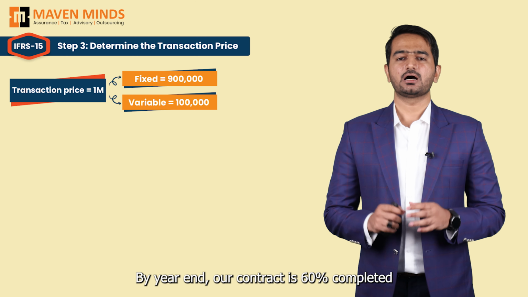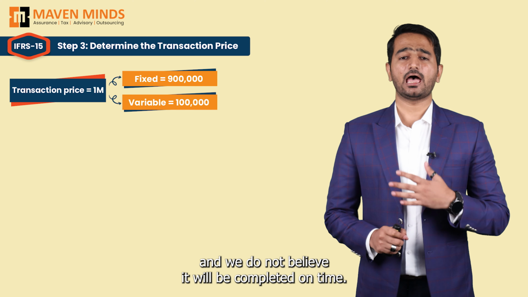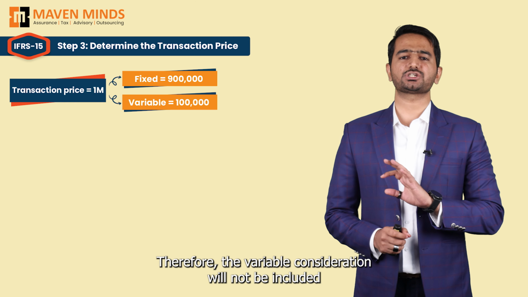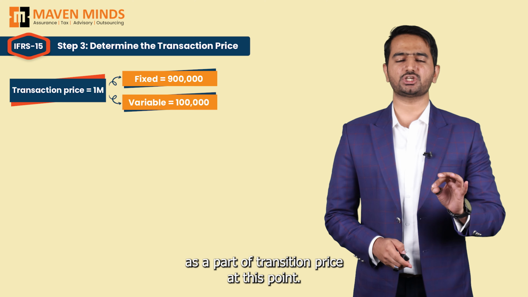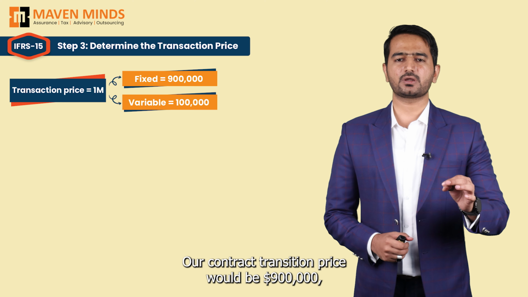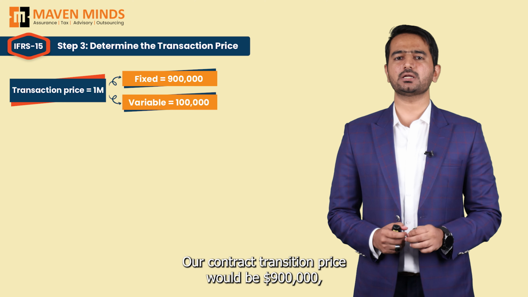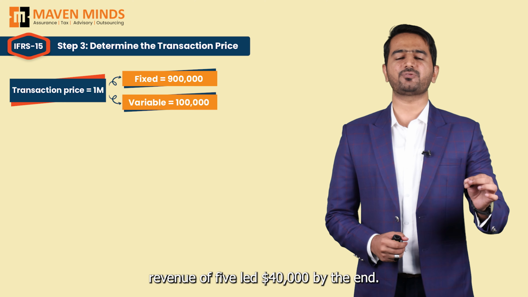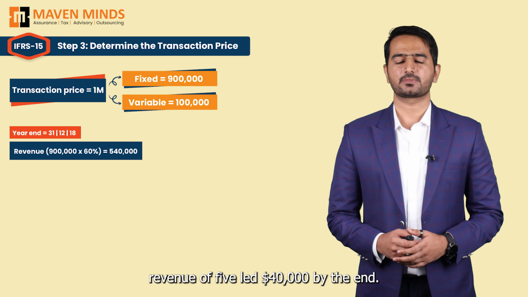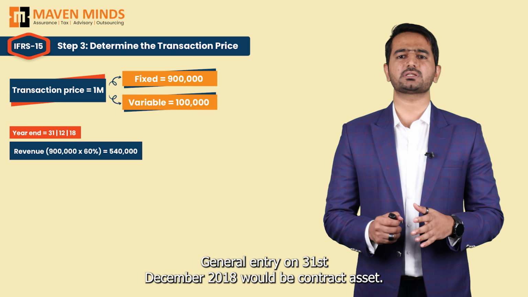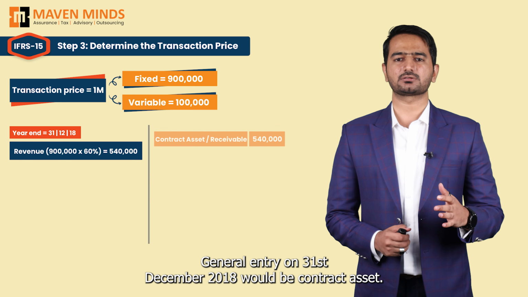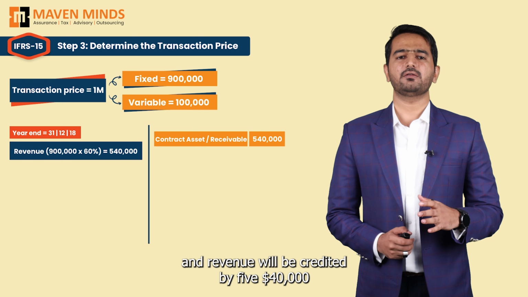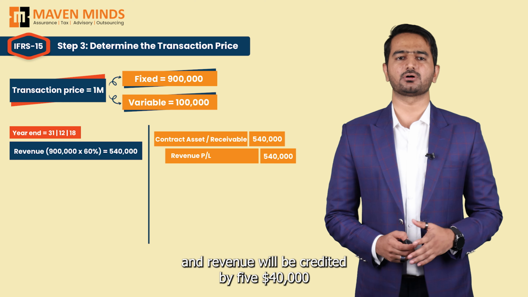By the year end, our contract is 60% completed and we do not believe it will be completed on time. Therefore, variable consideration will not be included as a part of transaction price at this point. Our contract transaction price would be $900,000, and since the contract is 60% completed, we will record revenue of $540,000 by the year end. Journal entry on 31st December 2018 would be contract asset or contract receivable would be debited by $540,000 and revenue will be credited by $540,000.